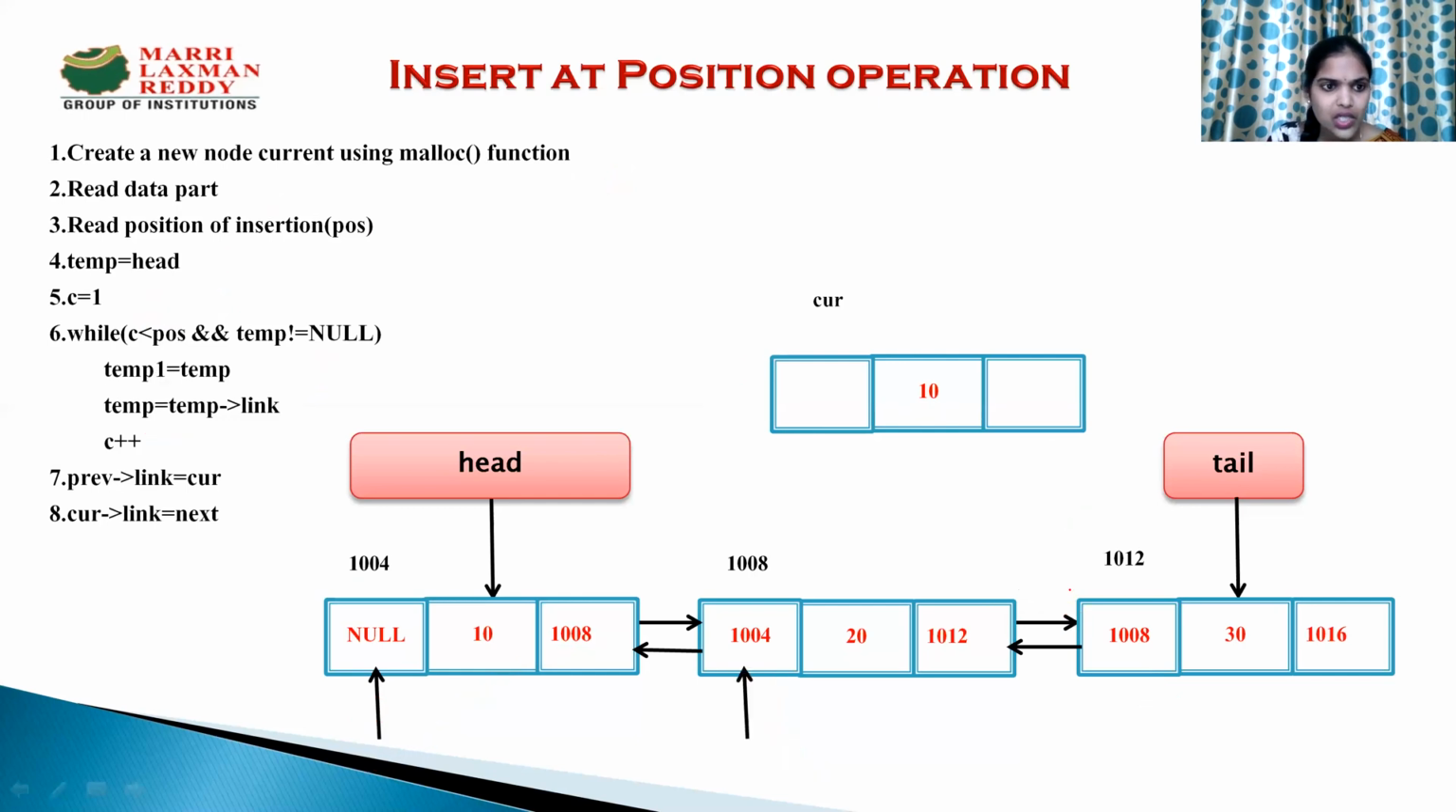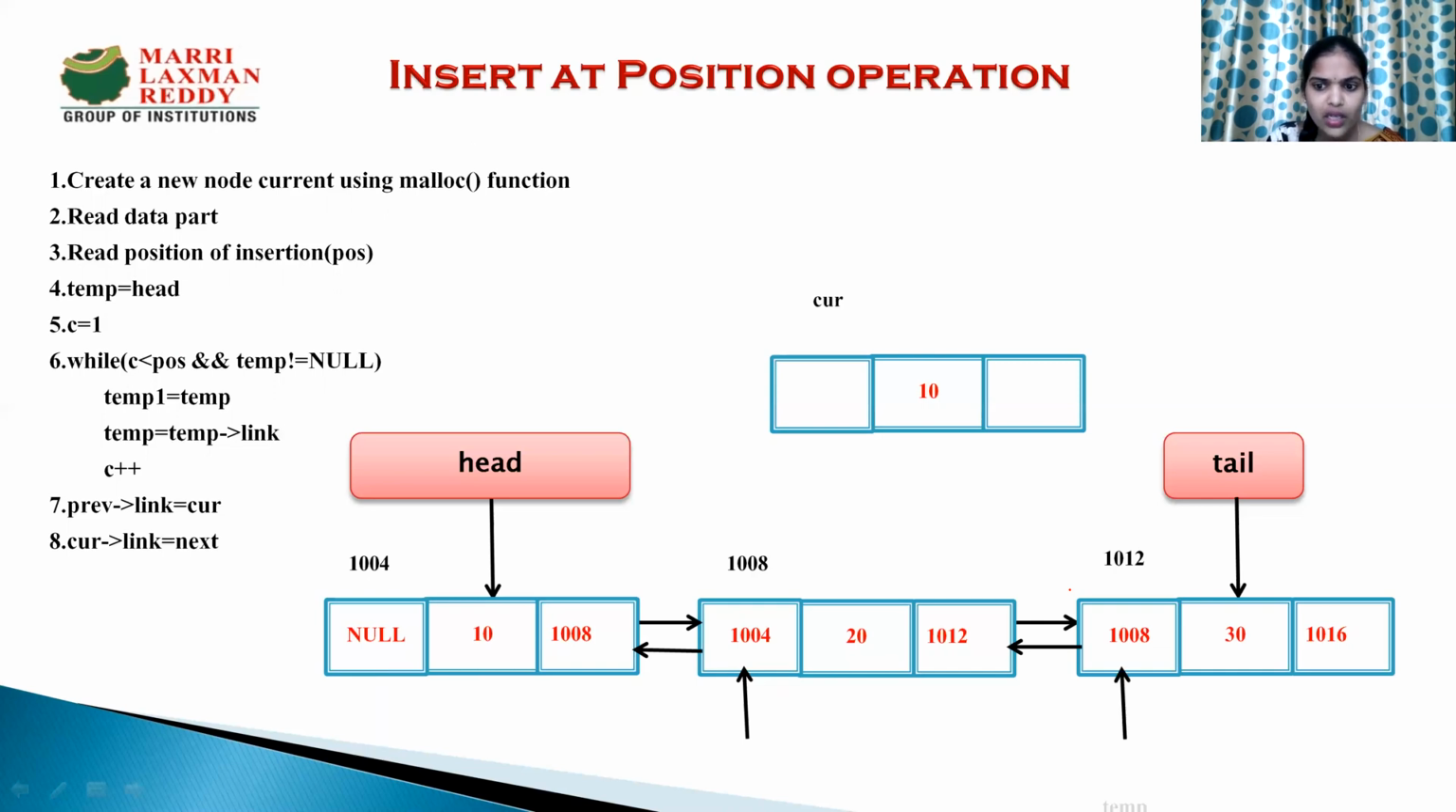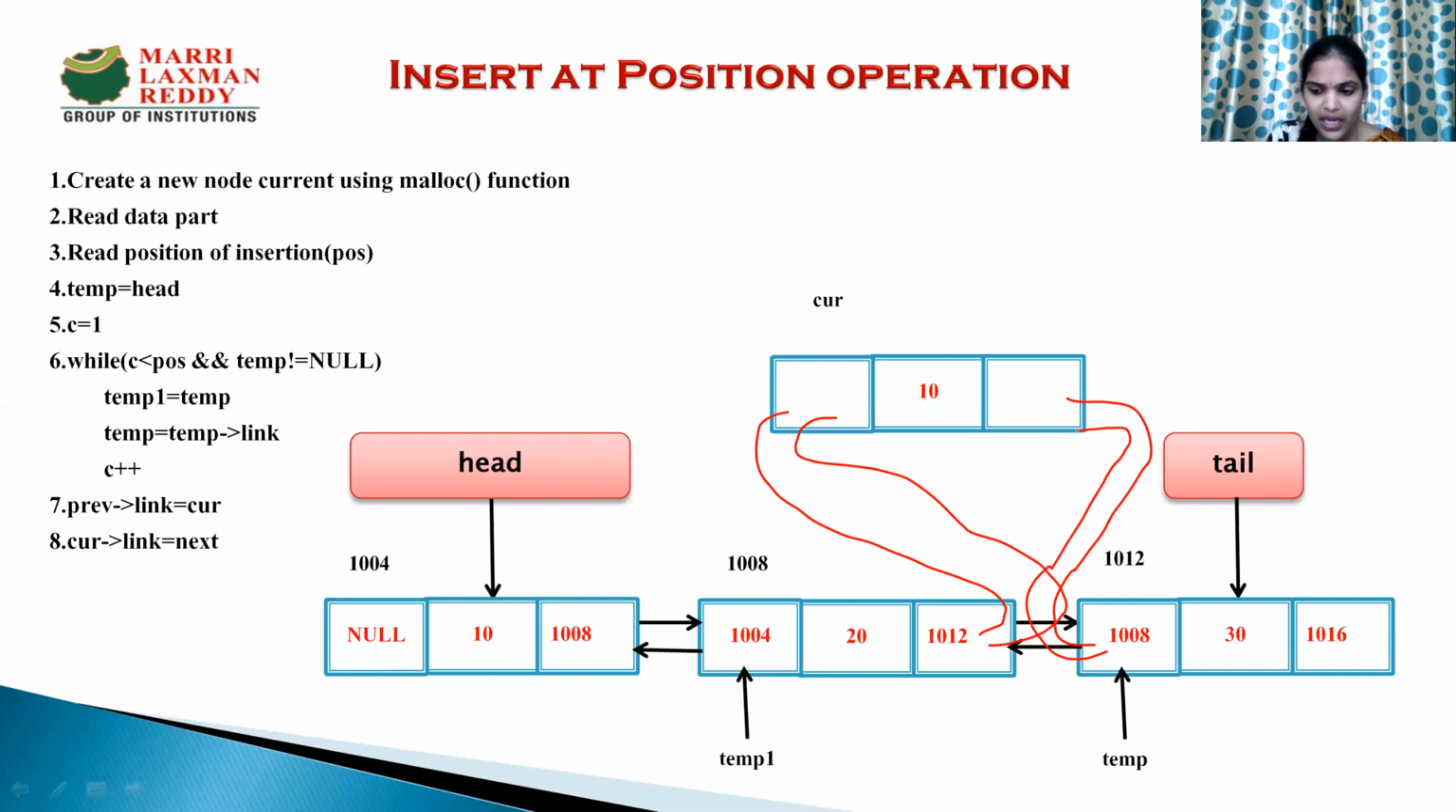You can see initially, by allocating memory, we have temp1 and temp, and this is the next node where temp has moved to. Now this is temp1. Now I am storing the address of temp1 into current previous, and I am storing the address of current in temp1 next. And also in current next, I'm storing the address of temp, and in temp previous I'm storing the address of the current node. So automatically both links get established.